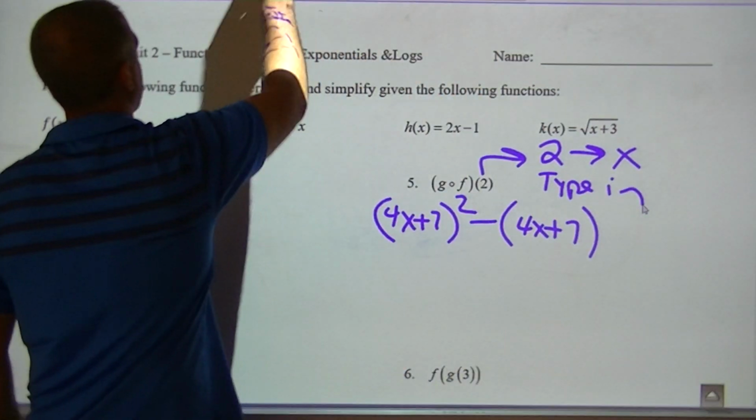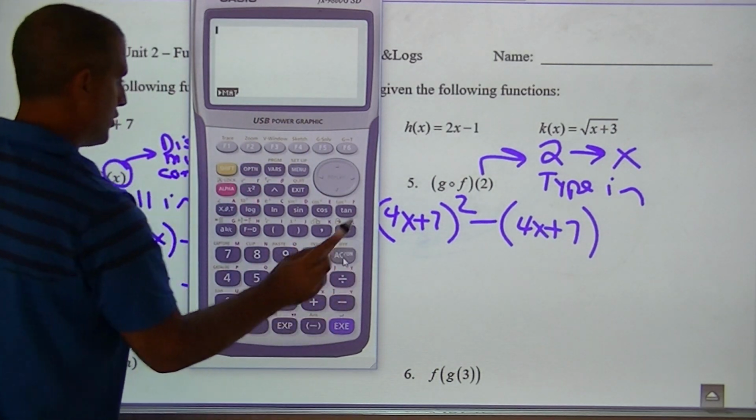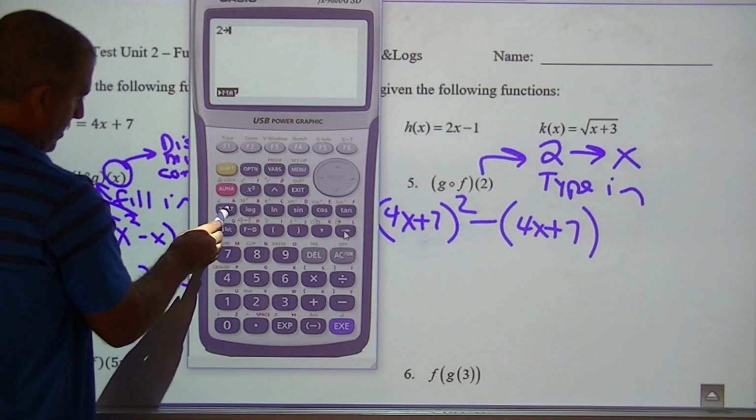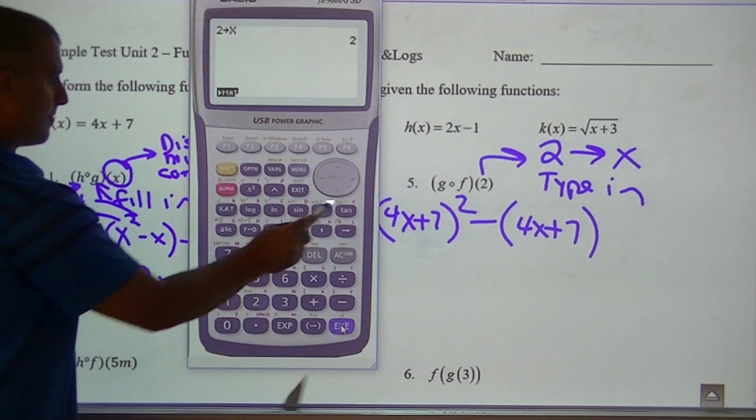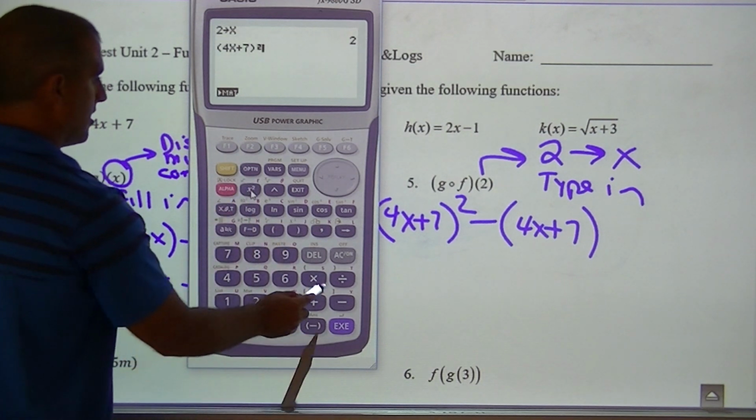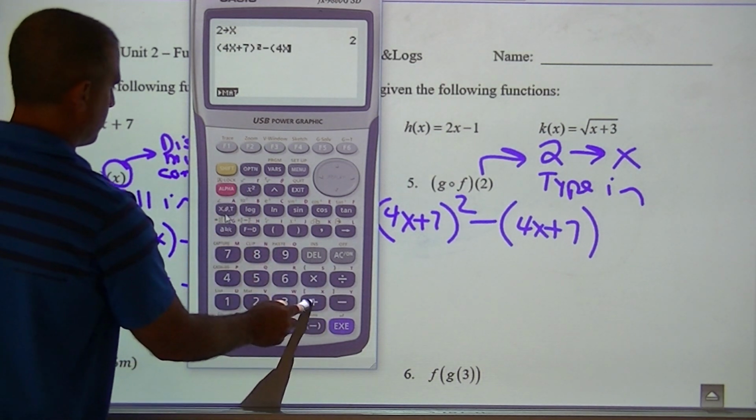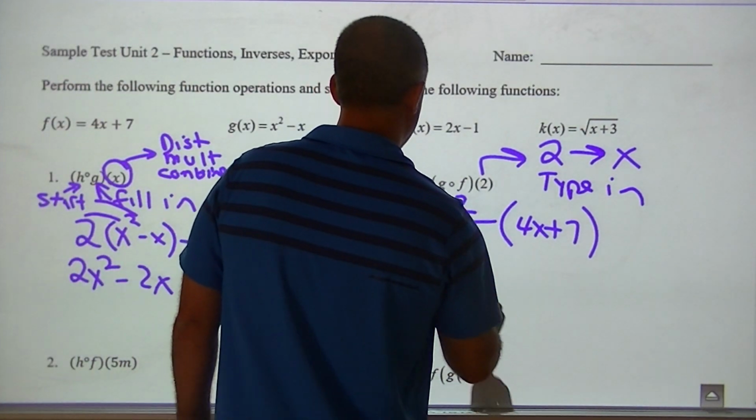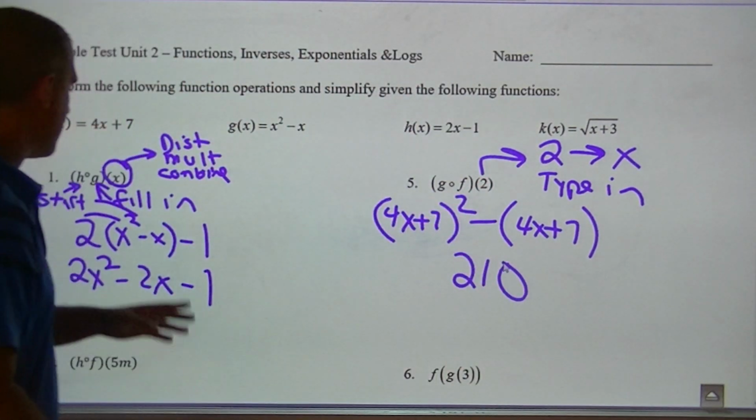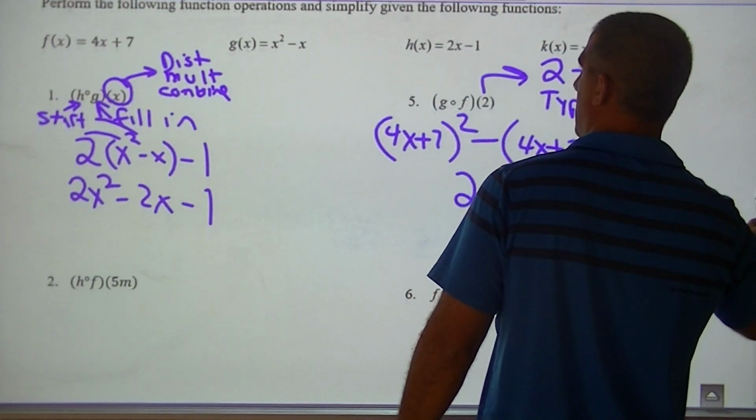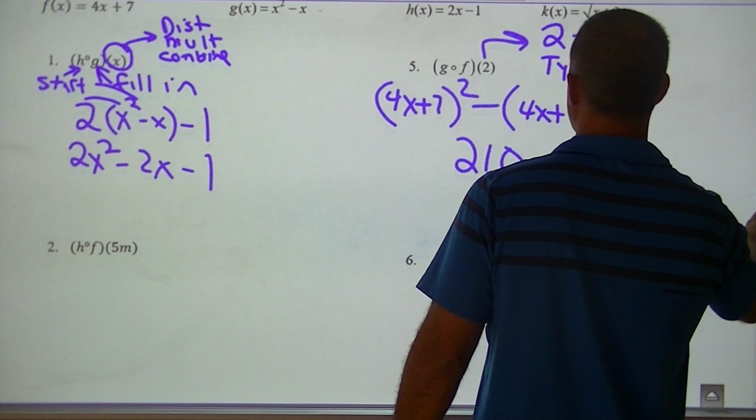All right, so here's what I mean by that. I'm going to hit 2, then this little arrow here, then x from here, then execute. Now I'm just going to type that in: 4x plus 7 squared minus 4x plus 7. And I get a numerical result of 210. So if you get a number, it's going to end with a number answer. Letter answer.